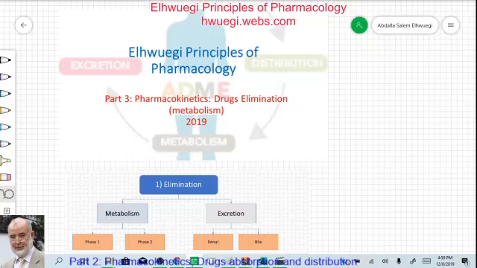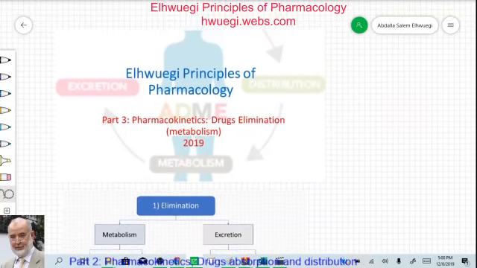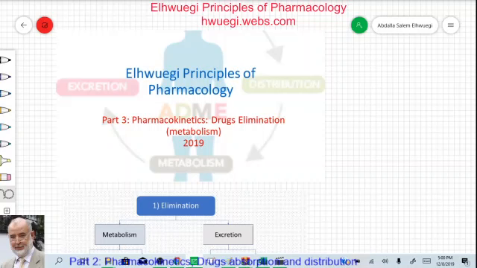Bismillah ar-Rahman ar-Rahim. In our last presentation, we started talking about the pharmacokinetic process. We said it is involved in 4 stages. The first 2 stages, absorption and distribution, the function of which is to deliver the drug to the site of action. Once the drug produces its action, it will be eliminated out of the body by the process of metabolism and excretion.